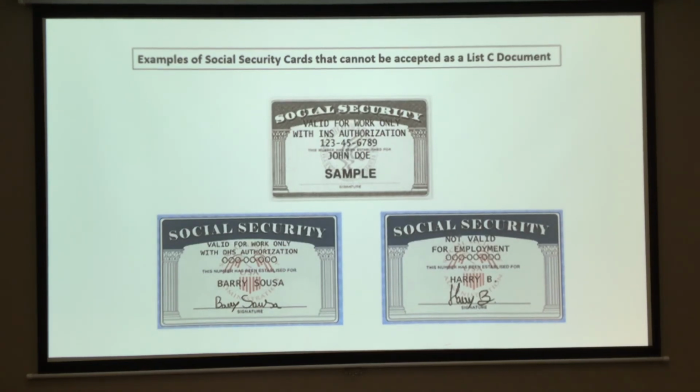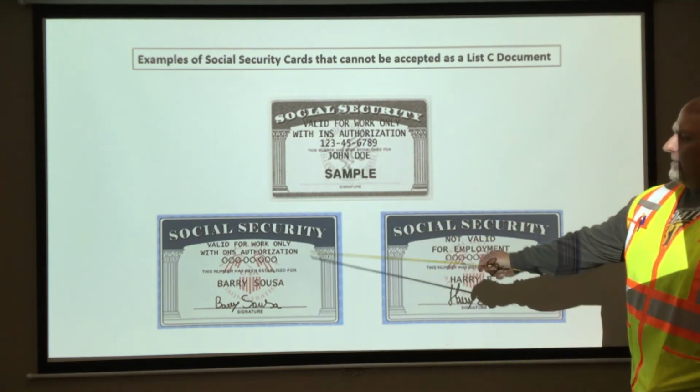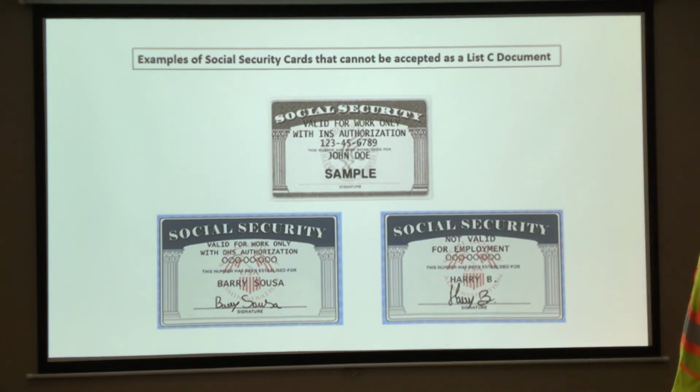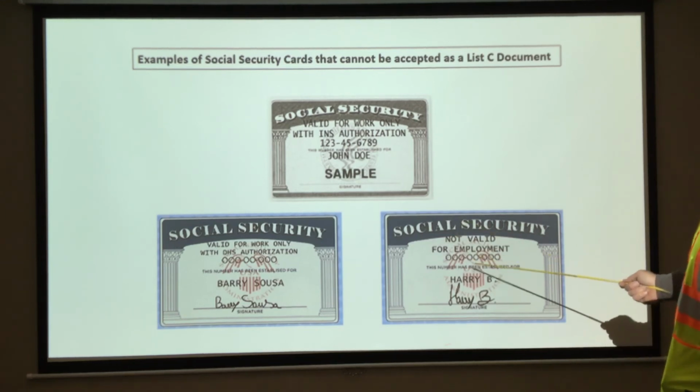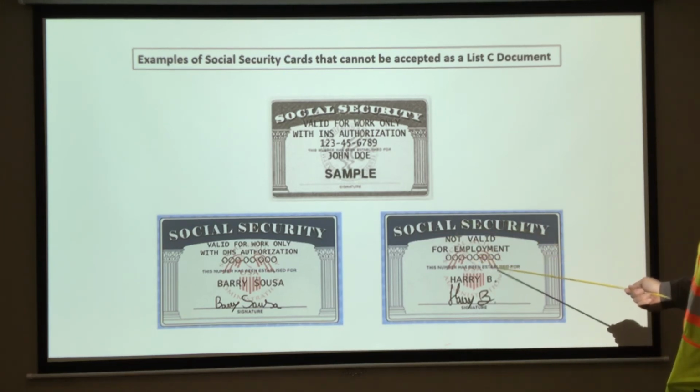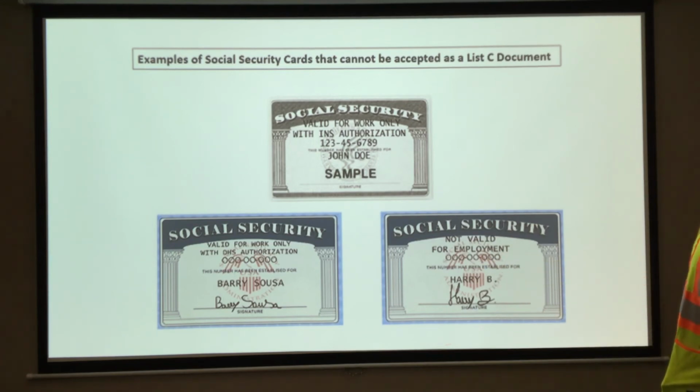Social Security cards that you cannot accept. There are some out there that you cannot accept. This is just a couple examples of what you'll see. If you look at the two bottom ones, the third one is very similar to the bottom left. If you see a Social Security card that says valid for work only with DHS authorization, you cannot accept that as a List C document for the I-9. By the same token, the one on the bottom right, same thing, not valid for employment. You can't use that as a List C.